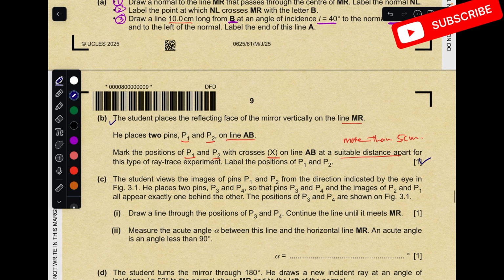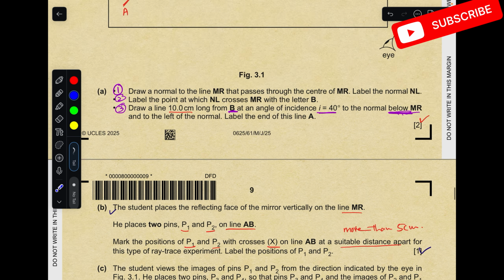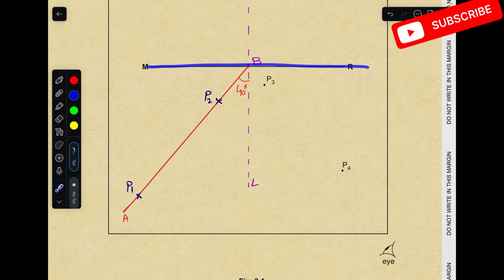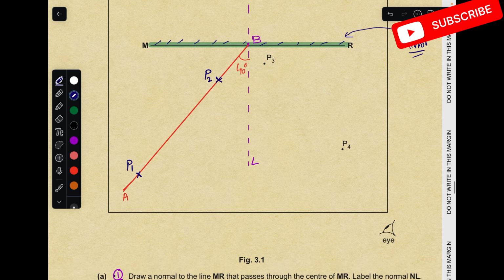Moving forward to the C, what they are asking in C: the student views the image of P1, P2 from the direction indicated by the eye. He places two pins P3 and P4 so that the pins P3 and P4 and the images of P2 and P1 all appear exactly one behind the other. The positions are shown. Also, they have given you the scenario that they have placed a mirror here. This is some mirror. You don't have to draw it, it is just to give you a context. They have placed a mirror here.